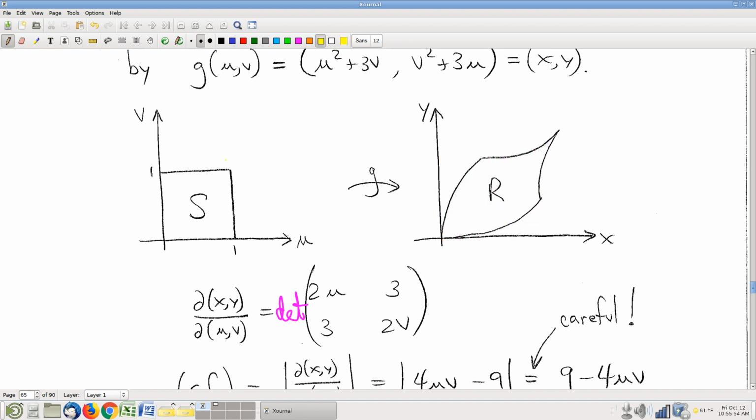Pulling it back, notice my new domain: a rectangle. Everybody's favorite domain for an integral. The bounds are constants. There's no slicing issues. It's the world's easiest domain. So that's the big valuable thing.